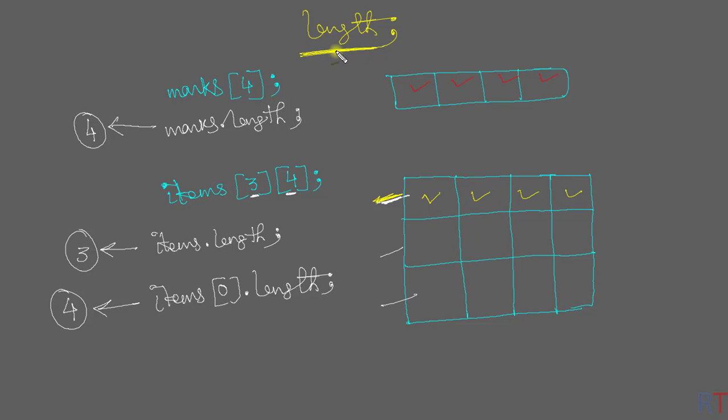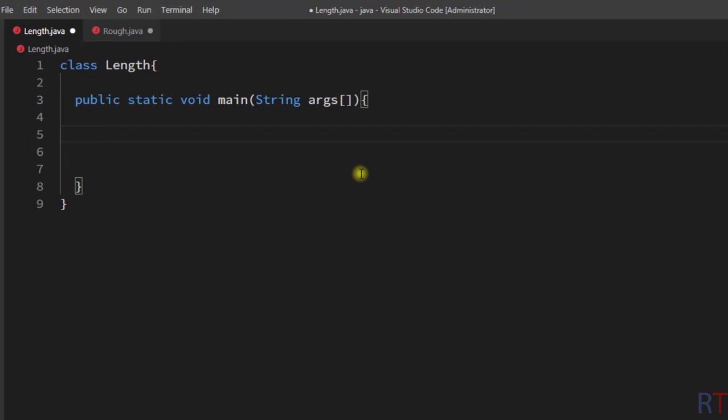So now we're going to do an example program and try to understand the concept of length variable in detail. In this example program, first we are going to create one array and then we are going to use the length variable to print the size of that particular array.